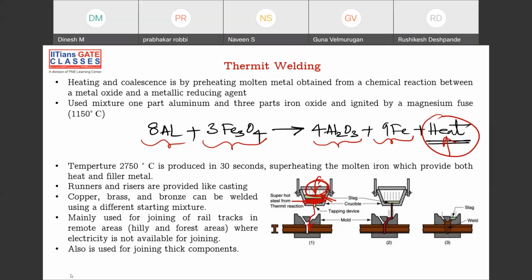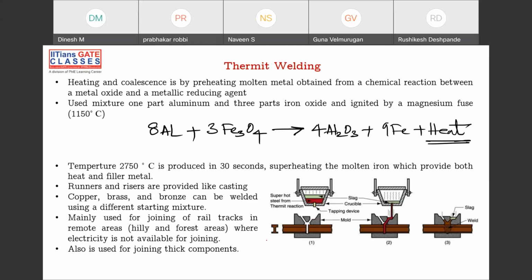You are pouring it. It's kind of a casting only. It's not really welding. You are calling it welding because you are joining two materials, but it's kind of a casting as well because you are pouring the liquid metal directly. So this kind of thing is used for joining railway tracks. If you just type thermite welding rail tracks in YouTube, you'll get so many videos.